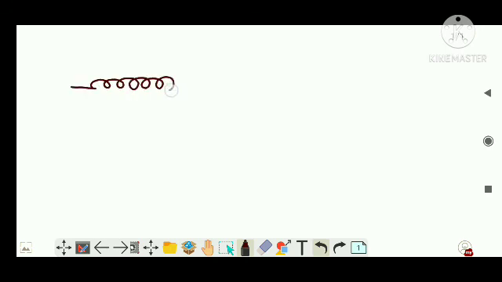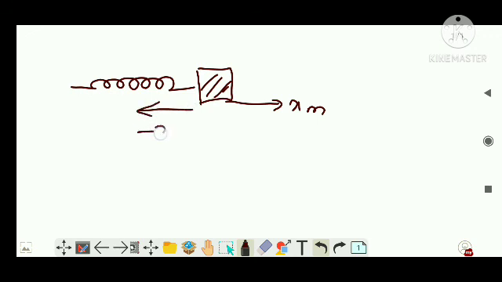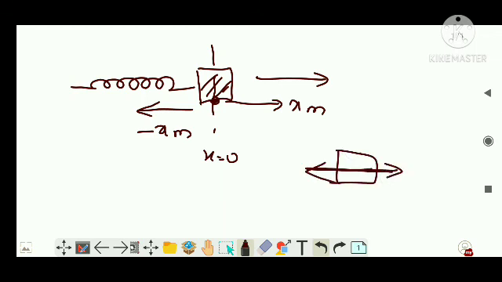Suppose this is a spring, guys. It can be stretched to a maximum position xm, and it can be stretched to minus xm in this direction. This is the origin where the position is 0. When you bring this block to the maximum and then leave it, it will be moving to and fro about the mean position, in this forward and backward direction.